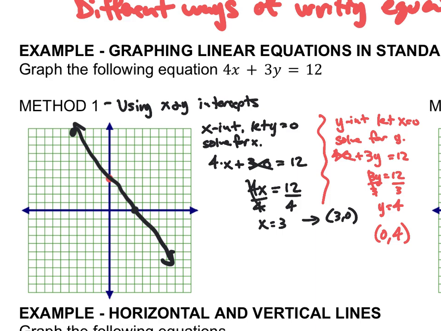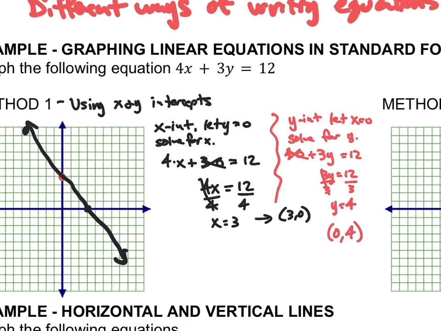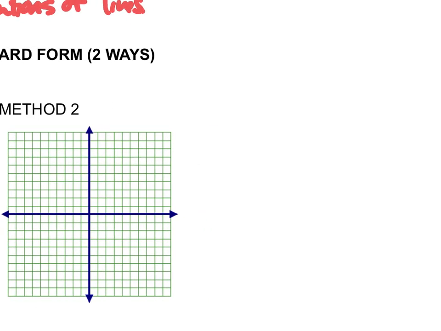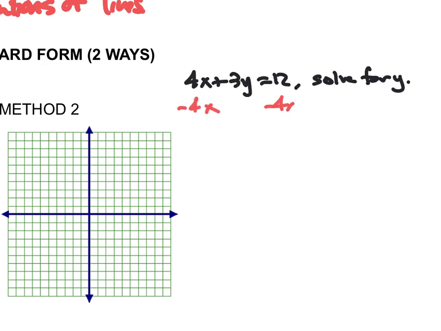So the next thing I want to do is use method 2. This is typically what I would do. I'm going to take 4x plus 3y equals 12 and solve for y. When I solve it for y, what I'm really doing is putting it into slope-intercept form. So the first step is to subtract 4x from both sides, move that term over. Then you have 3y is equal to negative 4x plus 12.